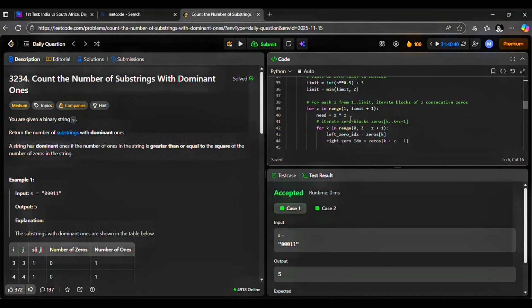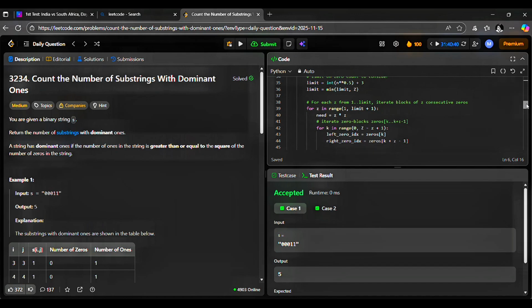For the next step, for each group of z consecutive zeros, we have written for k in the range 0 to zeros minus z plus 1. Here every substring containing exactly z zeros must include zeros, for example zeros[k], zeros[k+1] up to zeros[k+z-1]. So we examine each such zero block.